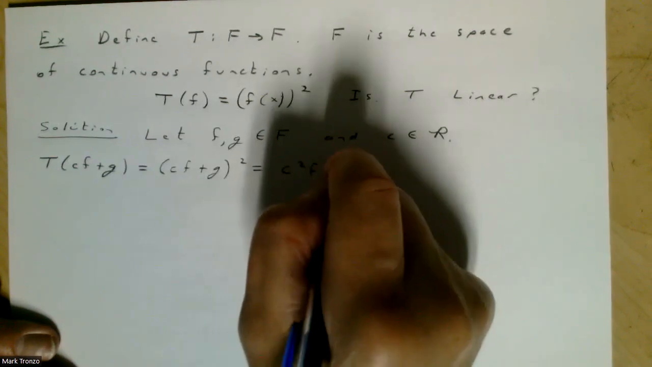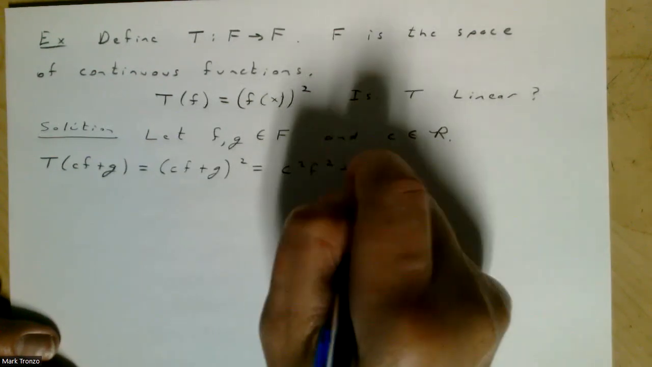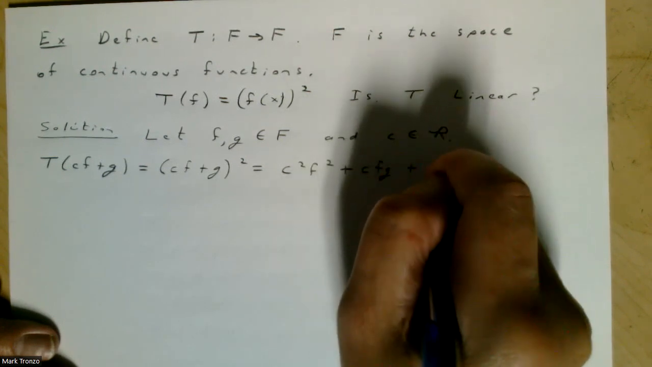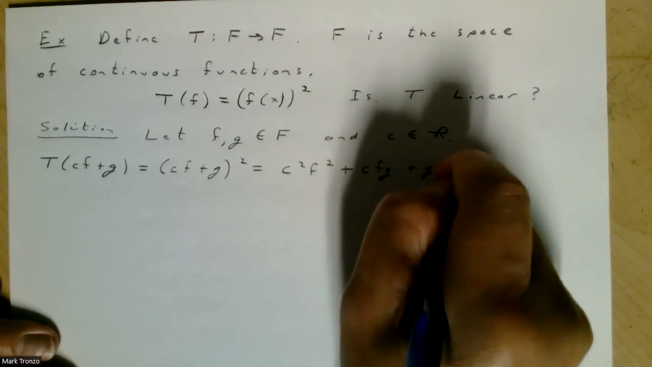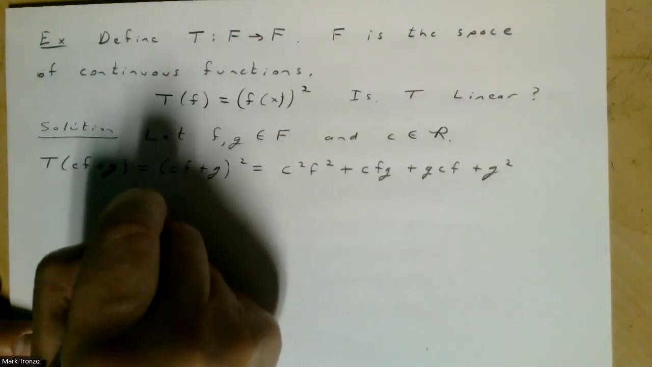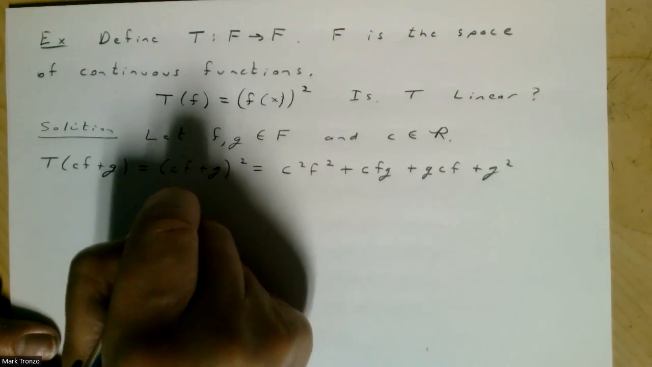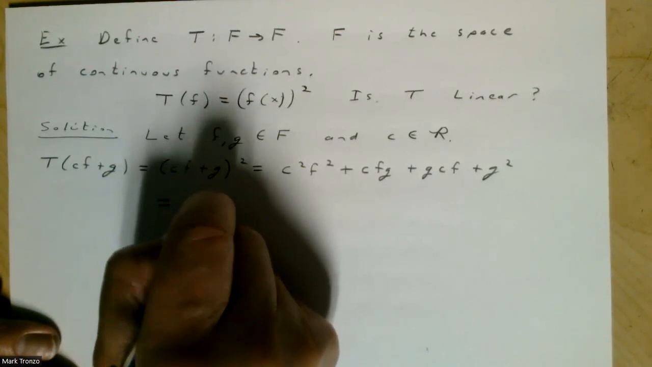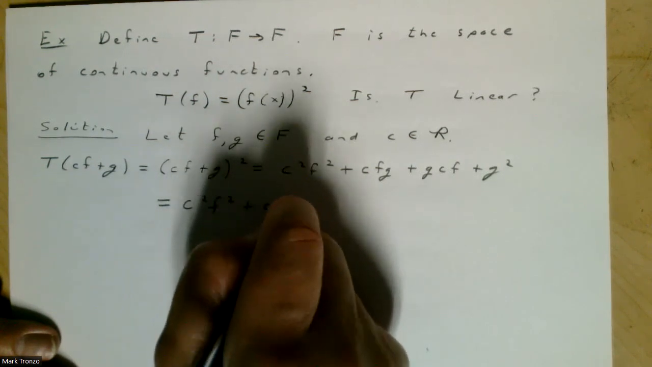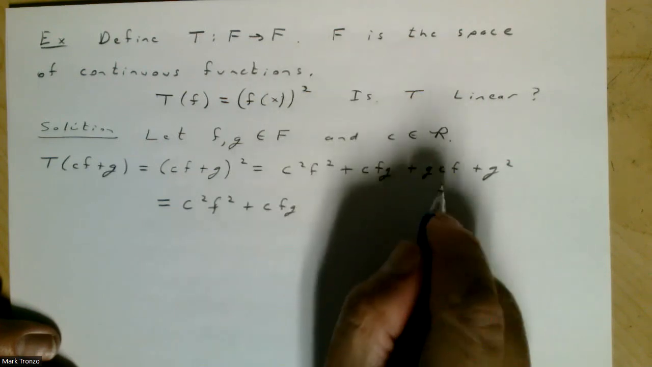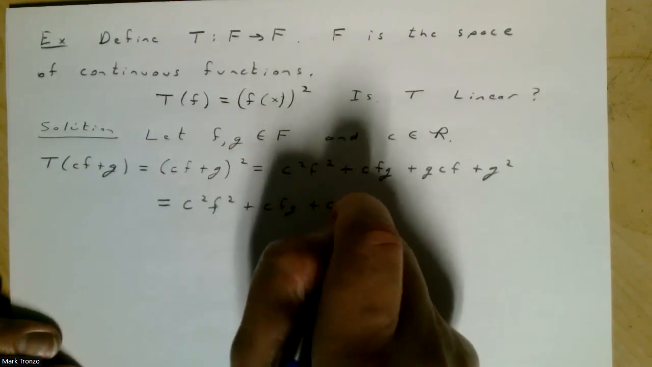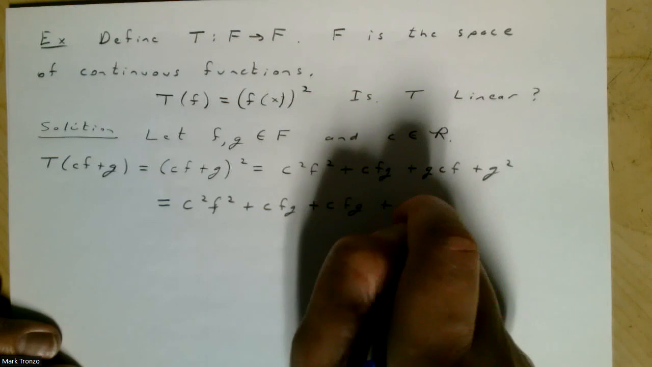Again, I'm leaving off the x just for clarity. Then what are we going to get in the middle? We're going to get cfg plus gcf plus g squared. And let me just clean this up a little bit. cfg. Now we can bring this c out. And also, the functions commute. So we can call this cfg plus g squared.